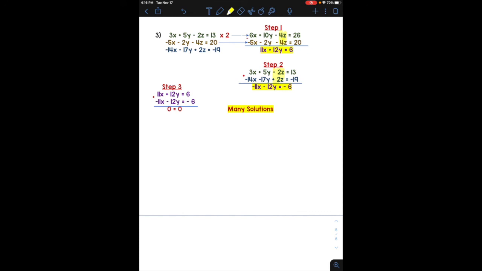And when we took the equations from steps 1 and 2 and added them, we got 0 equals 0, which is similar to problem number 2 in which the variables canceled out. However, we ended up with a true statement.